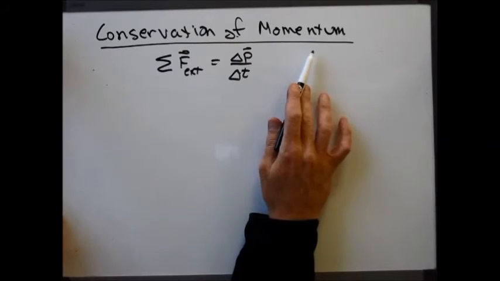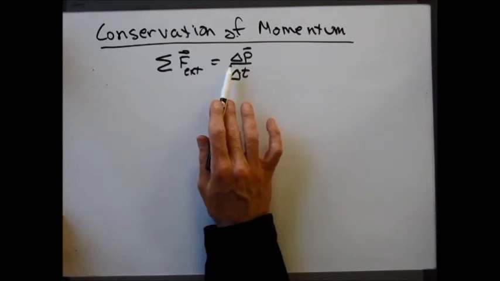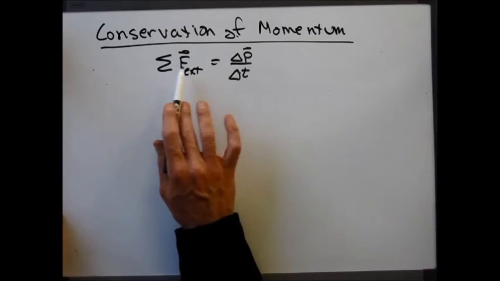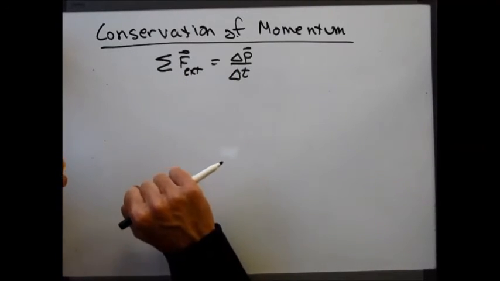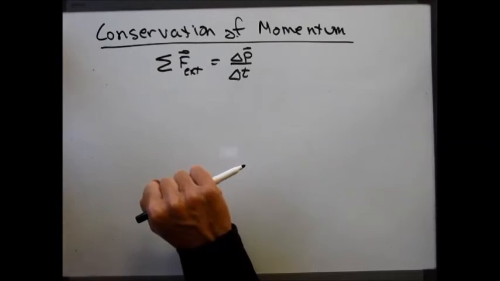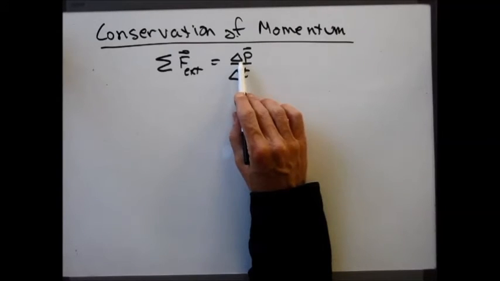So now let's talk about conservation of momentum, right? This is Newton's second law in terms of momentum, and this is just the sum of external forces on the system. Obviously, we don't worry about internal forces, like the forces that are holding the wheels on the car or anything like that. It's just forces from the outside. And this is the momentum.